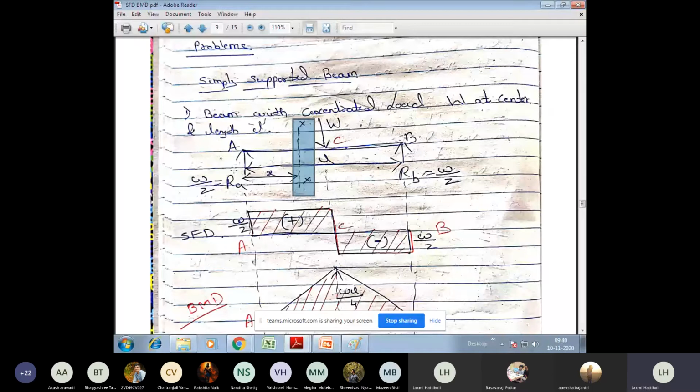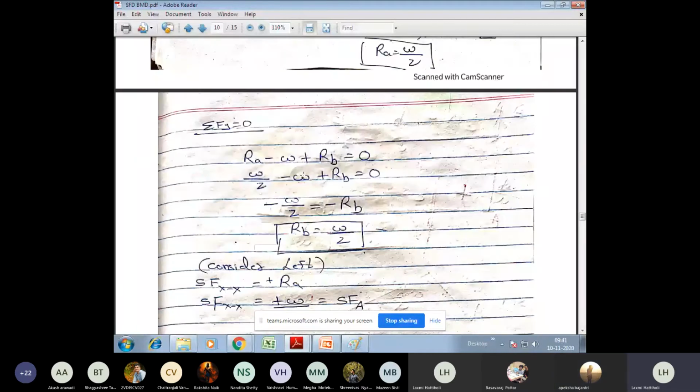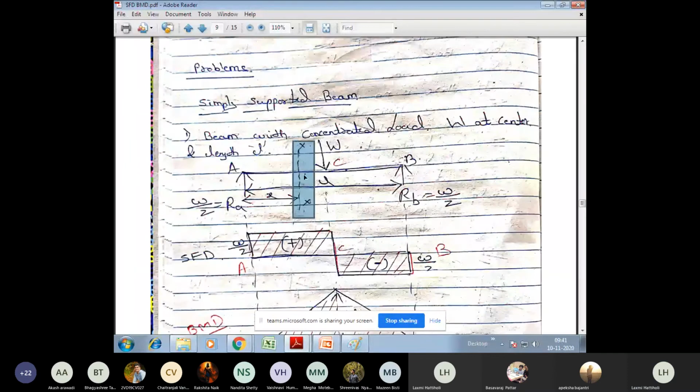And what's the distance between RA and XX? X. Is it not X? Suppose if X is given a value, say 2 meter, 4 meter, then you need to substitute. Now here I am taking it as small x. So what's the bending moment at XX? RA into X. Whether it is positive or negative, it is positive. Why positive? Because it is sagging. Have you understood this? Yes. Okay, fine. So please note, I have written bending moment here. As you said, plus RA into X is the bending moment at XX.